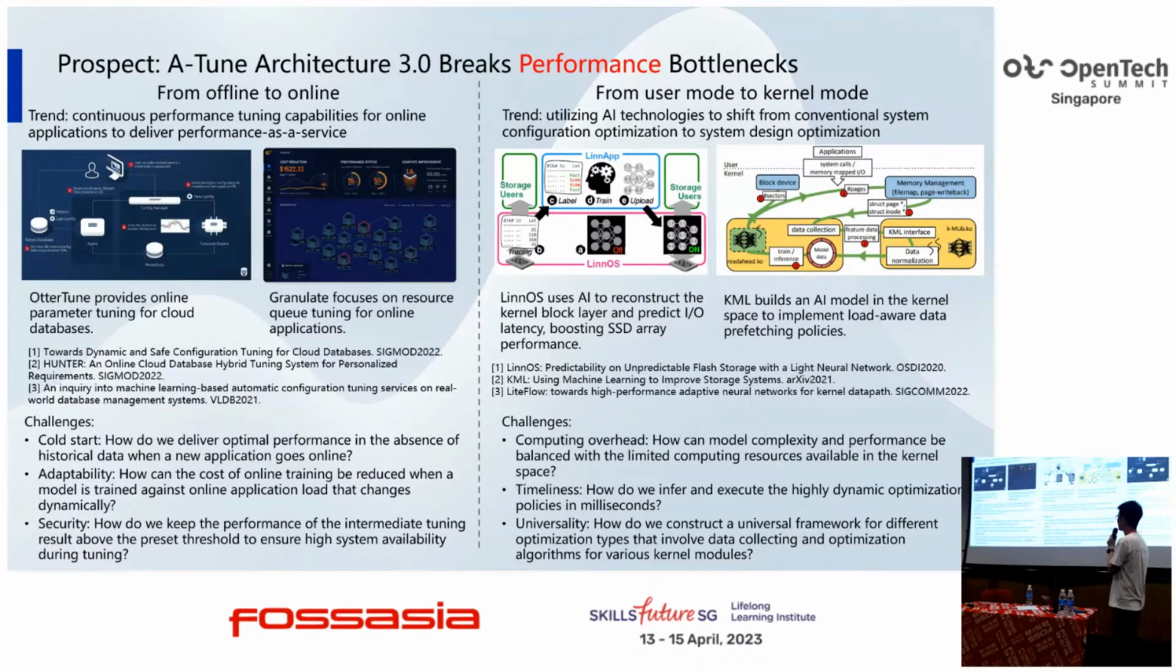However, there are also three challenges. The first challenge is the computing overhead. How can model complexity and performance be balanced with the limited computing resources available in the kernel space? The second challenge is the timeliness. How do we infer and execute the highly dynamic optimization policies in milliseconds? The third one is the universality. How do we construct a universal framework for different optimization types that involve data collection and optimization algorithms for various kernel modules?